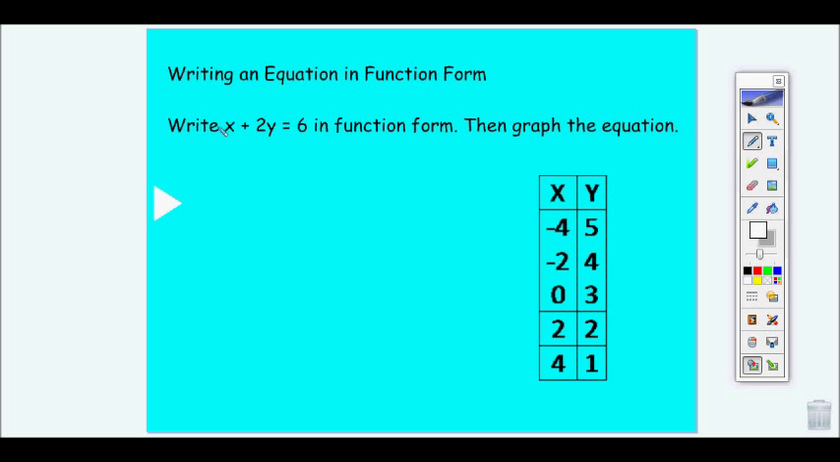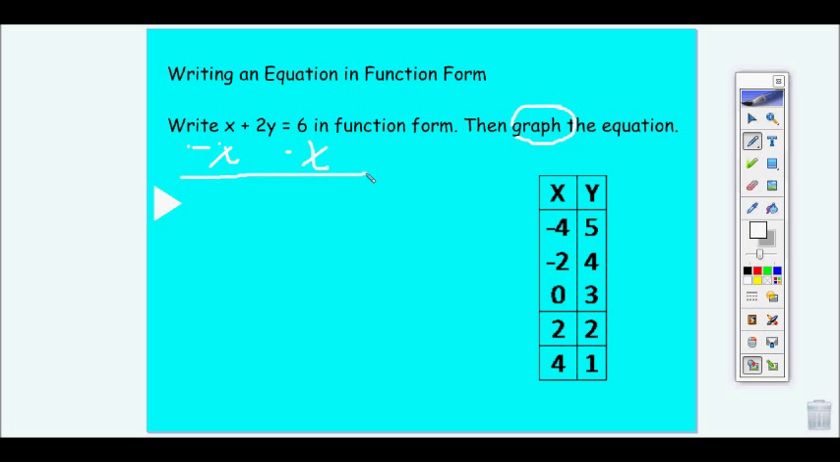So if we're going to do this next equation, we have x plus 2y equals 6. We want to write that in function form, and we want to do that whenever we see the word graph. Whenever we see the word graph, we want to make sure that the equation is written in function form. So, to have it in function form, we need to solve for a single y. So we're going to first get rid of our x. So I'm going to take x off of both sides.